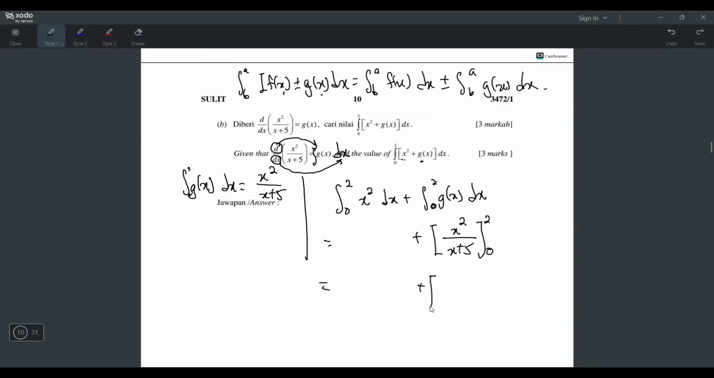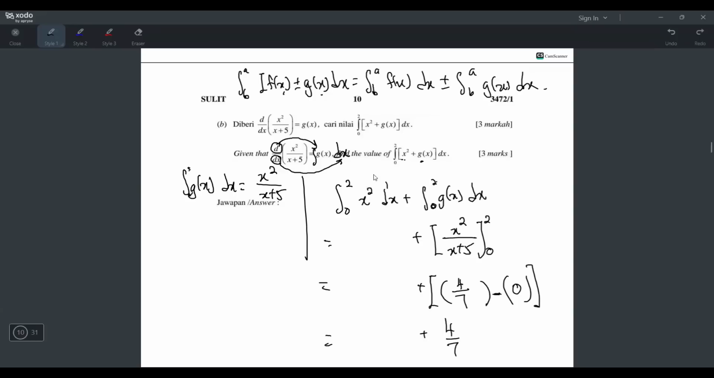Okay, so now let's substitute. Later it will have two brackets like this. In the first bracket you have to sub 2 inside, and in the next bracket sub 0 inside, and the middle here must be minus. Okay, what is sub 2 inside here? 2 squared is 4. x plus 5, 2 plus 5, 7. Sub 0, 0 squared is 0. 0 divided by anything is 0. So this one is 0. So you end up with 4 over 7.